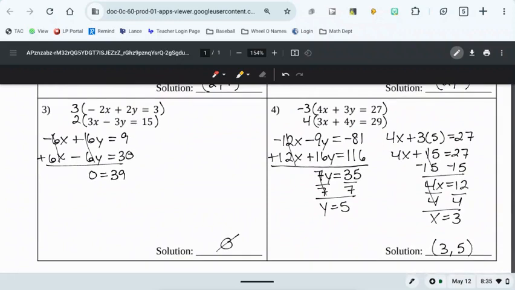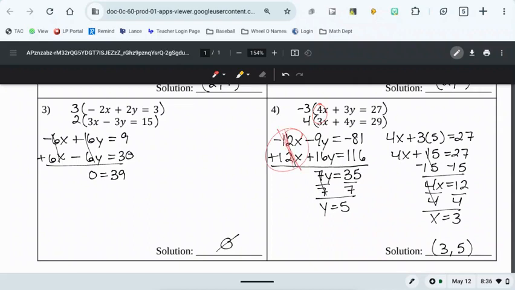So for number 4, we did have to multiply both equations. And in this case, I chose to eliminate our x values. I know 4 and 3 both go into 12, so I multiply by negative 3 and positive 4. If you did positive 3 and negative 4, that's totally fine. Or if you tried to eliminate the y values, that's totally fine as well. But this is what I went with. So that turns it into negative 12x, positive 12x. As you see, those cancel out.